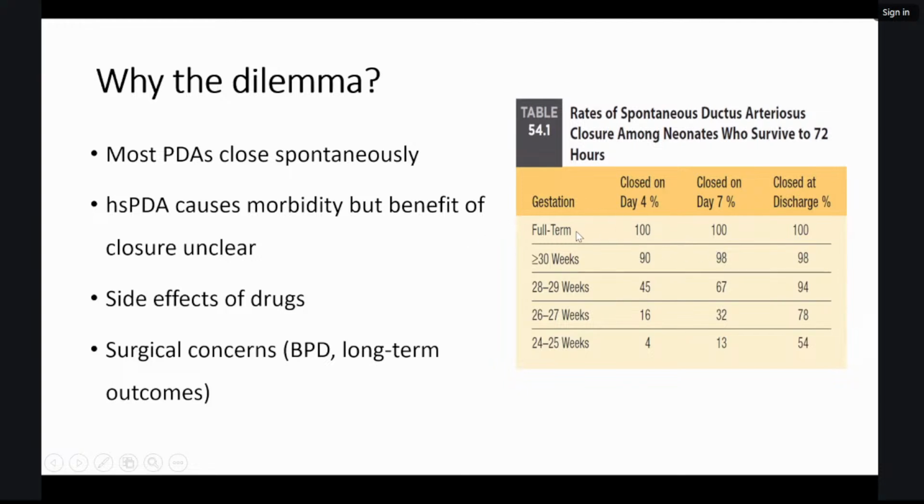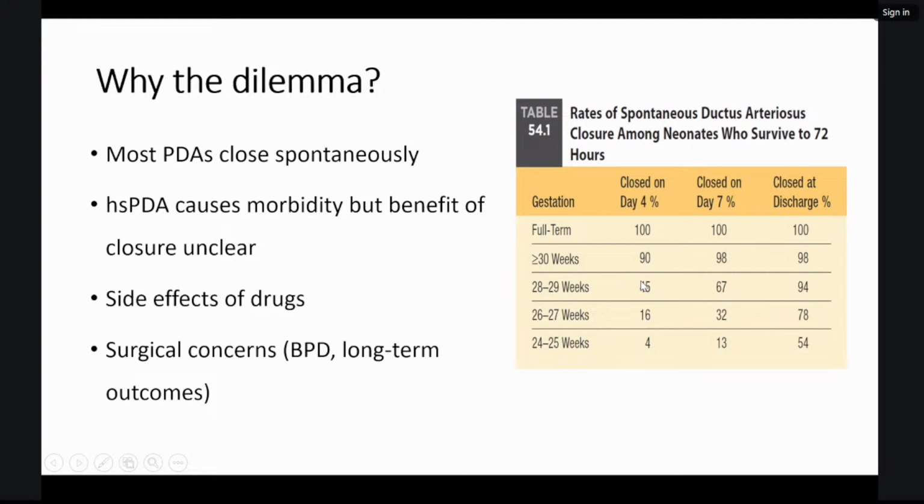In full term neonates, in most cases by day 4 there is 100% closure, and at the time of discharge again 100% closure. In those of 30 weeks of gestation or more, there is 90% closure on day 4 and 98% at the time of discharge. With 26 to 29 weeks, there is 45% closure on day 4 and 94% closure at the time of discharge. At 24 to 25 weeks of gestation, the closure is 4% on day 4 and 54% at the time of discharge.